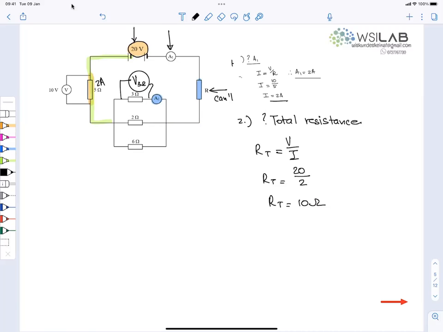But let's just do a step in between. I want to know what is the resistance of the parallel part. What is the resistance of the parallel resistors? You can do that one on your own quickly. I'll give you a formula. 1 over R parallel is 1 over R1 plus 1 over R2 plus 1 over R3.